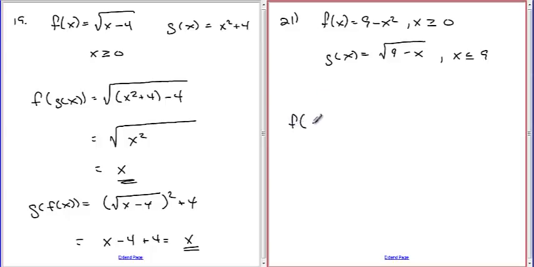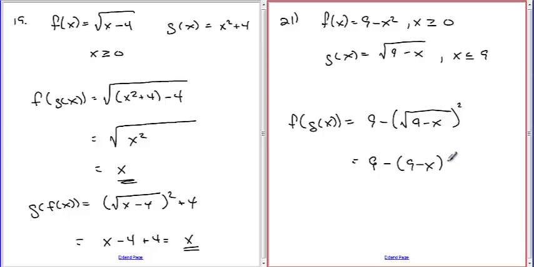Now we don't see that when we do the composite function. If you take 9 minus the square root of 9 minus x, so I'm plugging that in for x, you'll get 9 minus the quantity 9 minus x, and you see the 9's cancel out, and then the negative times the negative is a positive. So that works out analytically.